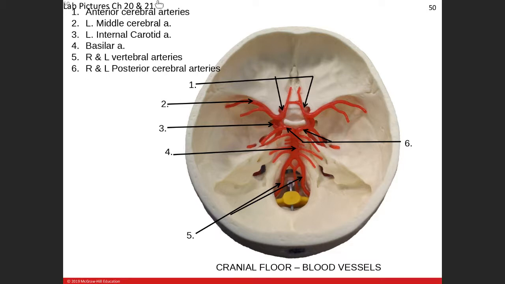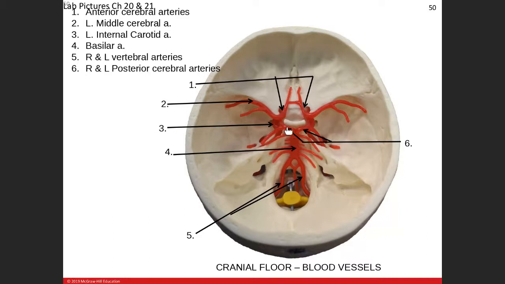Quickly, when we're looking at the circle of Willis, you have to notice here at the base of our skull, you've got these two arteries coming in together. These are your right and left vertebral arteries. They were traveling up the transverse foramina. They entered into the skull through the foramen magnum. They come together and fuse to form number 4 here. That's the basilar artery.